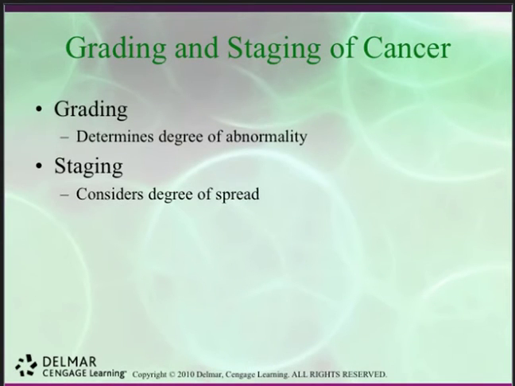Okay, one of the ways that we determine the extent to which the cancer has affected the healthy individual is to determine the degree of abnormality of the cancer. This is called grading of the cancer. And staging of the cancer is a way to measure how much it has spread. So what I'd like to do here is take a look at how we grade and stage cancer.